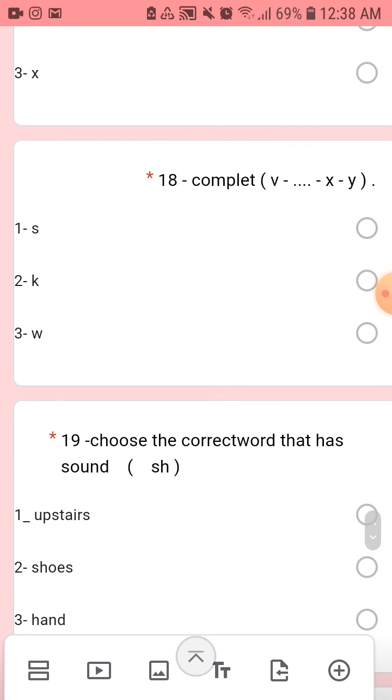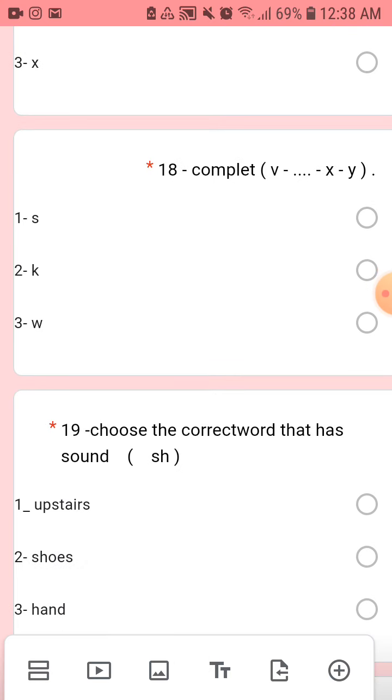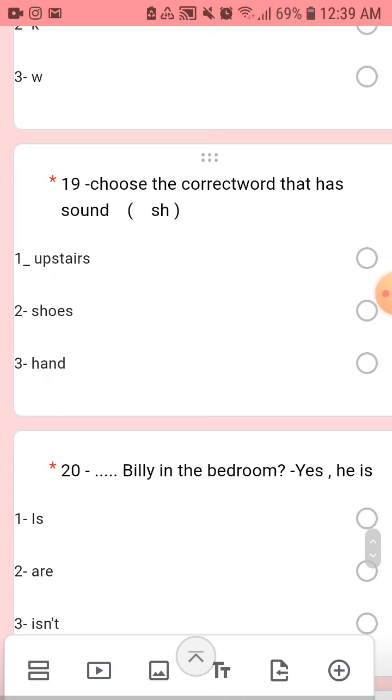Question 18. Complete. V, blank, X, Y. What comes after V? Number 1 S, number 2 K, number 3 W.